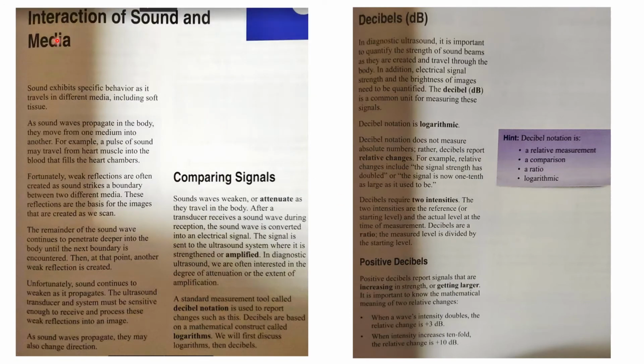And this could be, I suppose, subtitled Interaction of Sound in Media. Sound exhibits specific behavior as it travels in different media, including soft tissue. As sound waves propagate in the body, they move from one medium into another. For example, a pulse of sound may travel from heart muscle into the blood that fills the heart chambers.